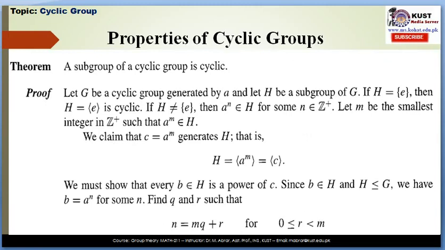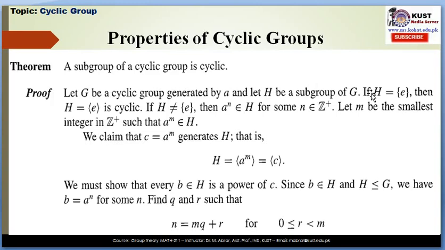So here is about a subgroup of a cyclic group, that is, we have a cyclic group. So we want to know what about its subgroup. This theorem says that if we have a subgroup of a cyclic group, then it is also cyclic. Okay, so we assume that we have a group G that is cyclic and is generated by some element, say A, and we consider H to be a subgroup of G.